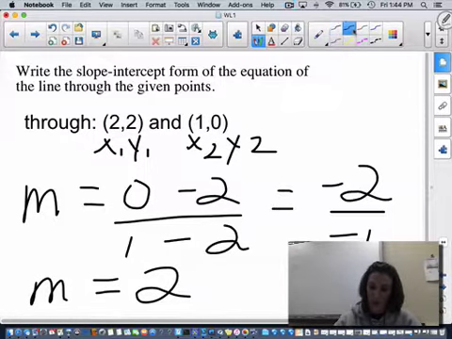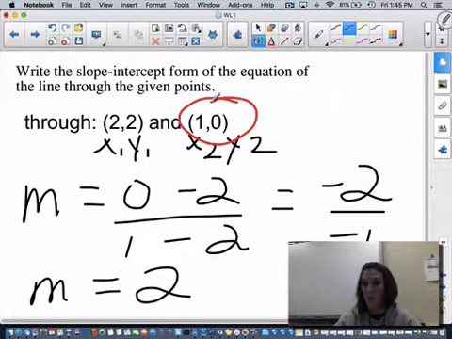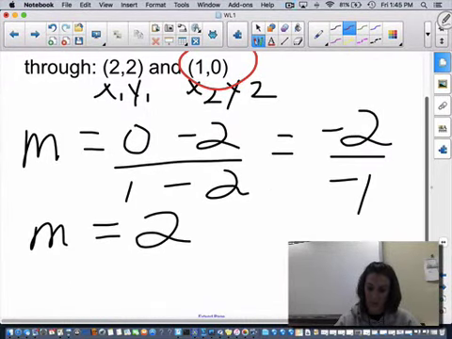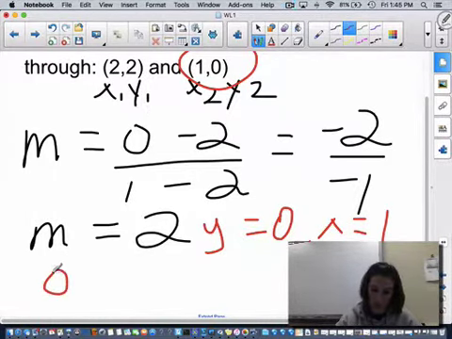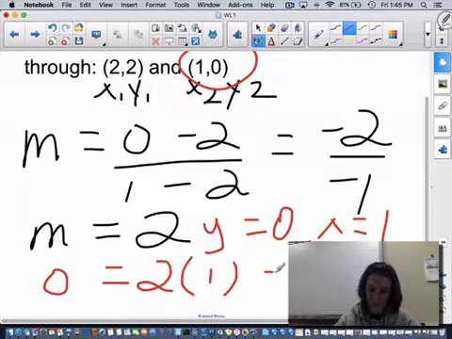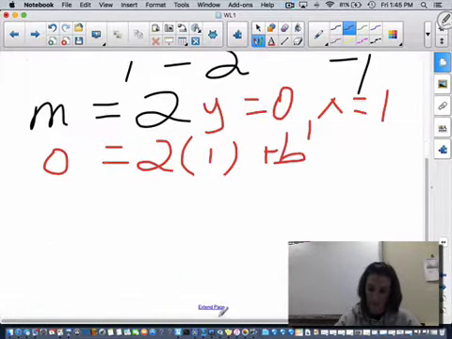Okay, now to solve for my b value, choose a point. Okay, I'm going to choose this one. It really doesn't matter which point you choose. You're going to get the same answer either way. I'm choosing this one just because it has 0, and I think it's going to be easier to make some calculations. So y equals mx plus b. My y was 0 in that point. My x is 1 in that point. Okay, so 0 equals mx plus b. Solve for b.